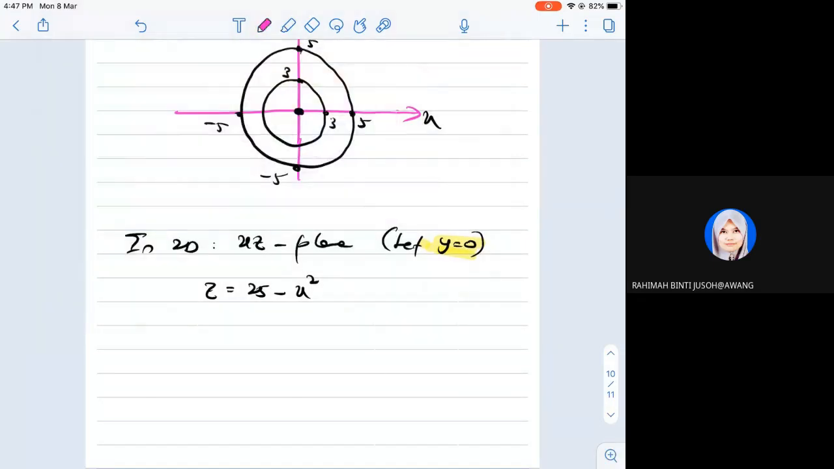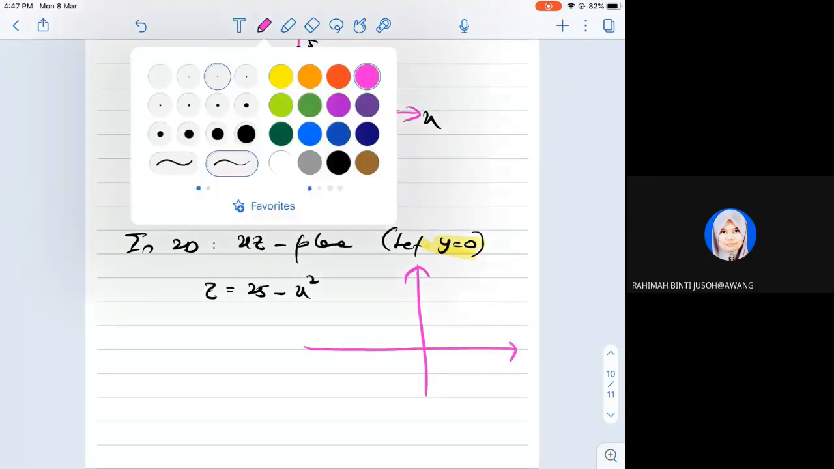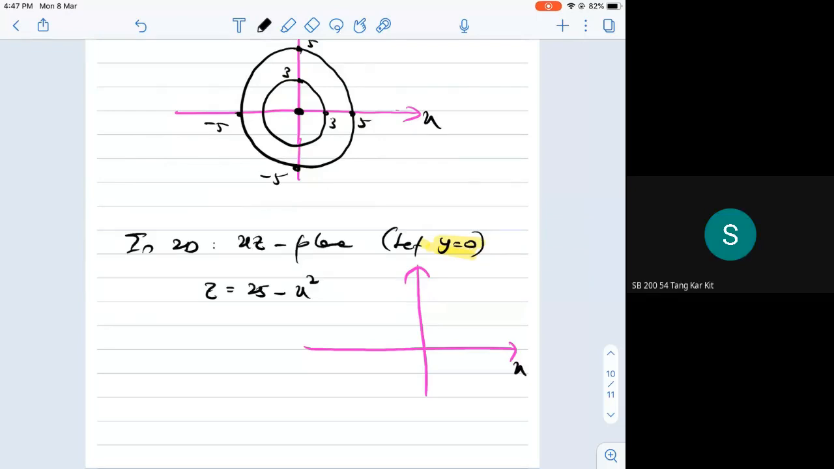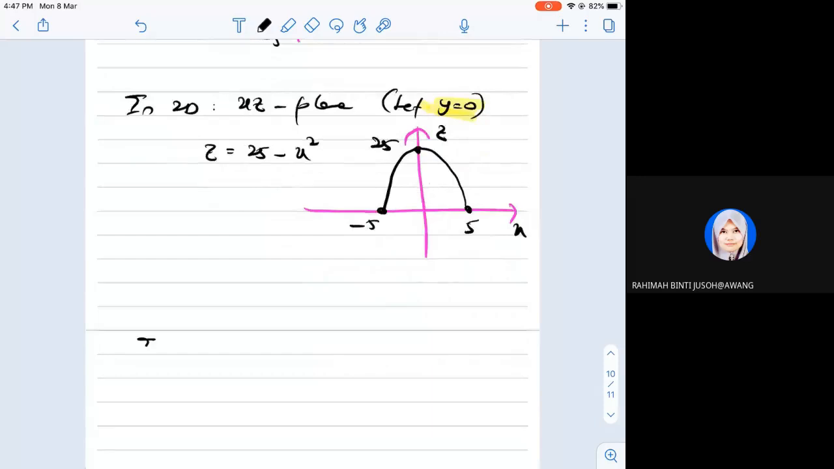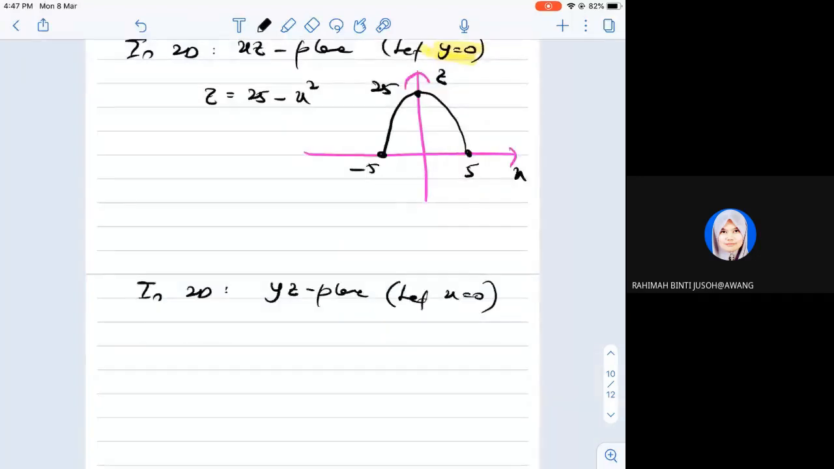Kita akan dapat bentuk apa ni? Parabola. Kiri, kanan, atas, bawah. Bawah. Okay, good. But now we have this shape. Right here is 25. Kat sini negative 5. Kat sini 5. Okay, next again into 2D. But now we consider YZ plane pula. YZ plane. So in YZ plane, we let x equals to 0. So we have z equals to 25 minus y squared.